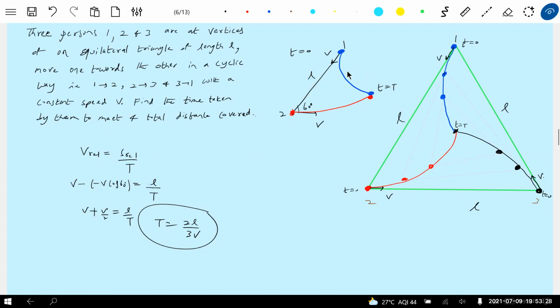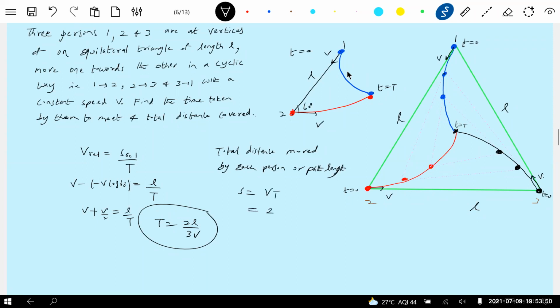What about the total distance covered? Total distance moved by each person, or path length, should be equal to S equals V into T. So this will be V times 2L by 3V. So this much distance each person will move. Path length means this length here.